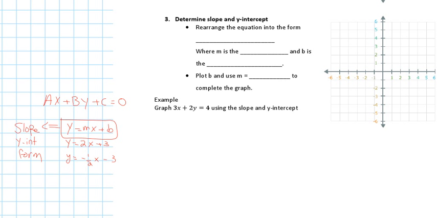What's your slope in the second equation? Y equals -1/2 x minus 3. What's your slope? -1 over 2. What's your y-intercept? -3.